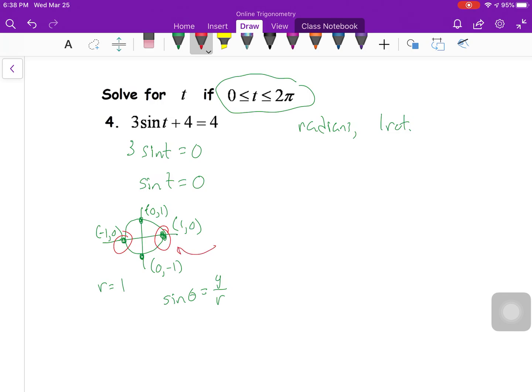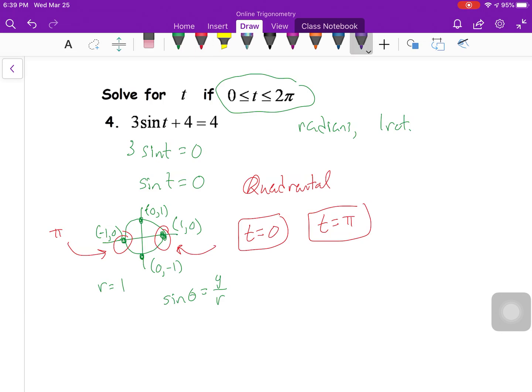Well, this one corresponds to 0. So that would be t equals 0. Again, these are quadrantal. This one over here corresponds to pi. So we have t equals pi. Again, if you need to pause on this one, feel free to pause and look at it closer. And go through the explanation again if you need to.